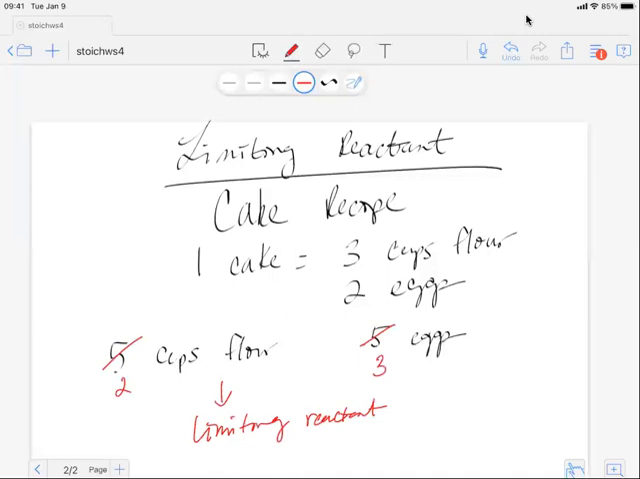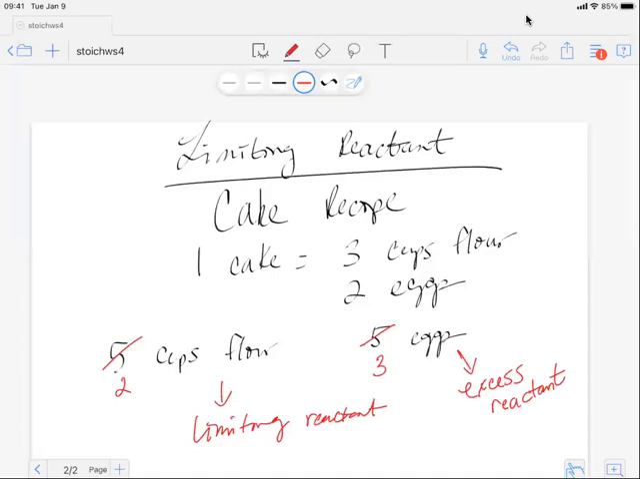It's going to limit how many cakes you can make because you run out of it and you don't have enough to make another cake. The eggs are what's called the excess reactant, or in this case, excess ingredient, because we have some left over.